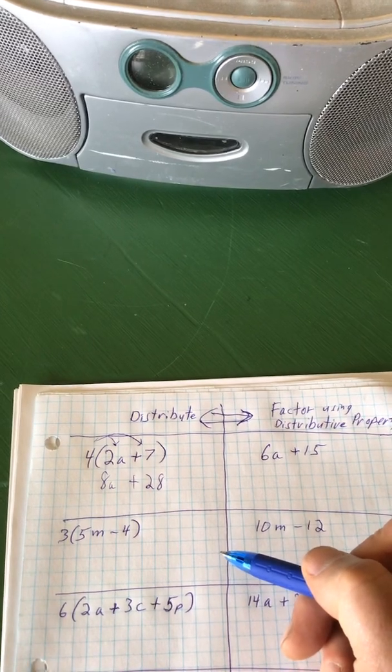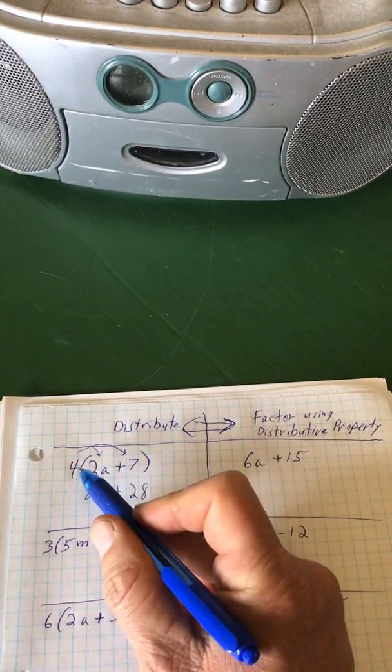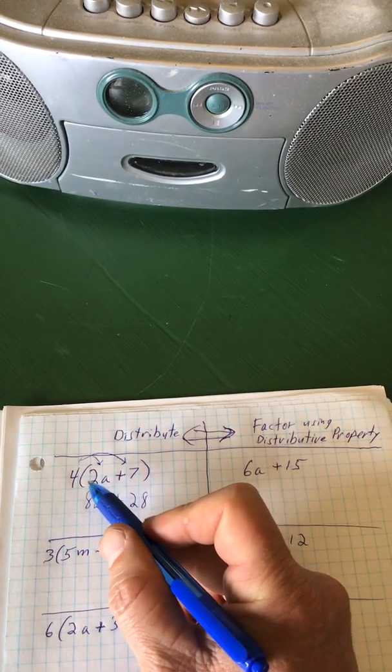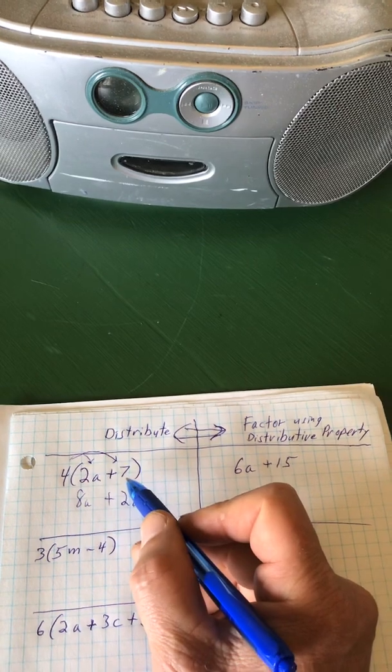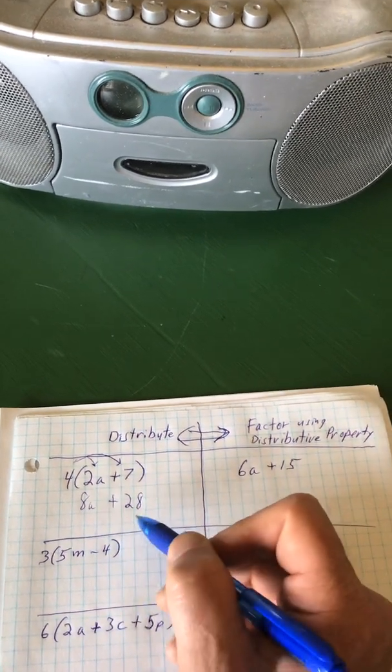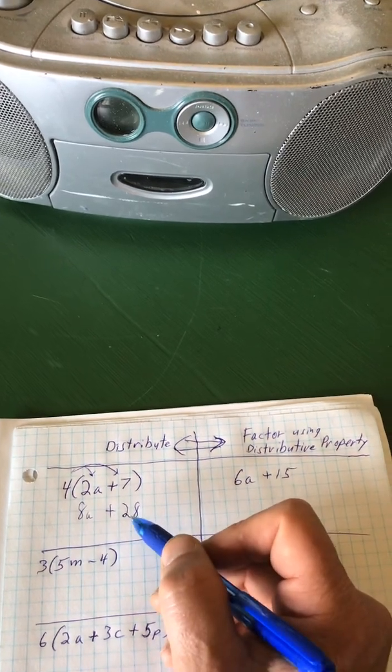Anyways, distributing. You get 4 times 2a plus 7, and you multiply this term by 4, and you multiply this term by 4. And you can't add these up because this doesn't have an a in it. You're done. This is just 8a plus 28.